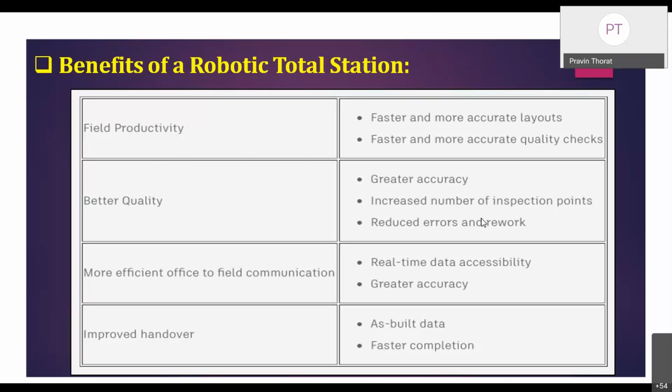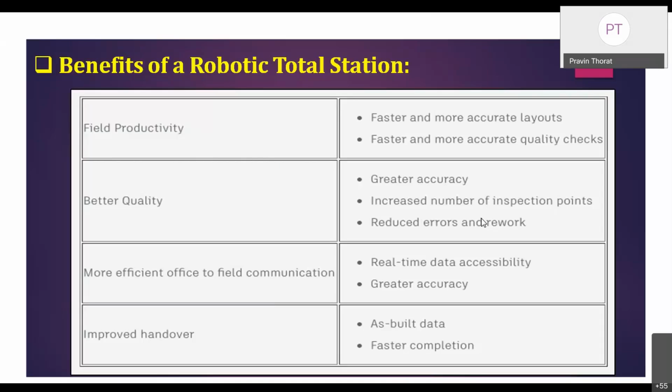The quality benefits are greater accuracy, an increased number of inspection points, and reduced errors and rework. We know that while doing a manual total station survey, we have to collect each and every data point from each and every location. We have to manually rotate the total station from the first, second, and nth points. Likewise, the prism operator should also move from position to position. In that case, some points will be missed.